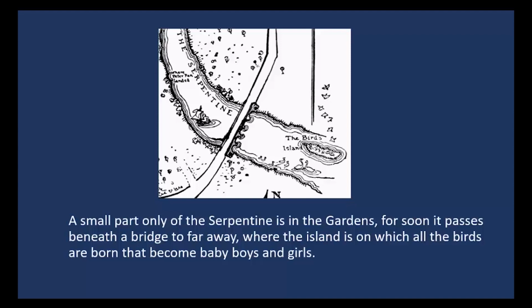So he says, a small part only of the serpentine is in the gardens, for soon it passes beneath a bridge to far away, where the island is, on which all the birds are born that become baby boys and girls. Here, the mention of far away, almost in passing, is the first gesturing towards Neverland, which doesn't exist at all in this earlier version. So the island in the Serpentine is both a deeply contained, nested site within the park, but it's also threatening to escape, spill over into another kind of space, as of course it will do in the next version of the text.